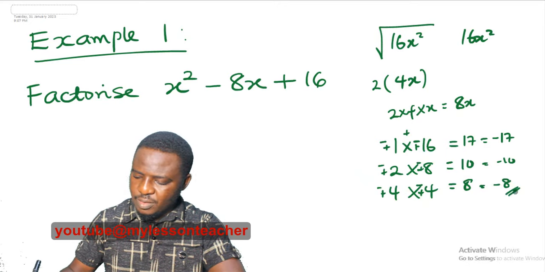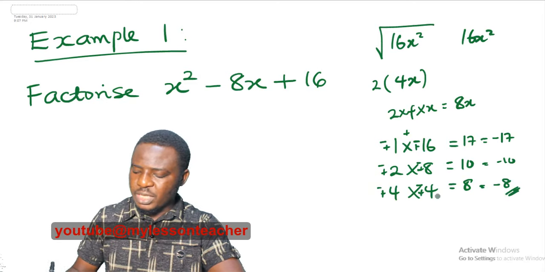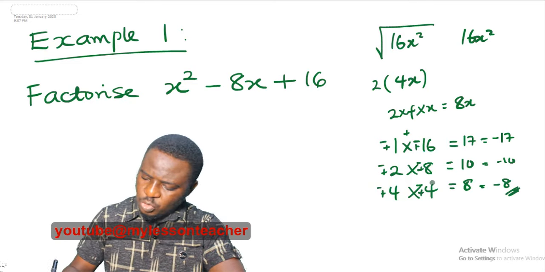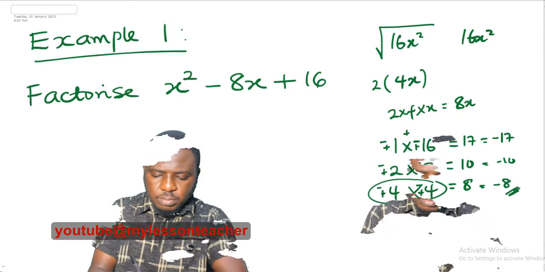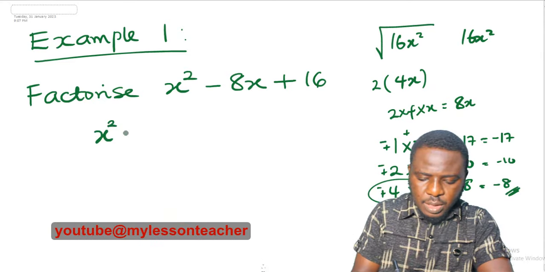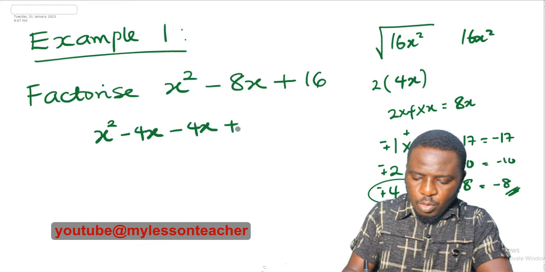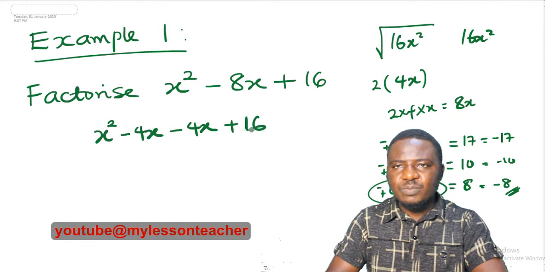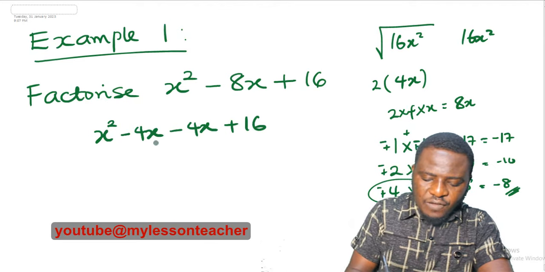Now you discover that this happens to be that which will give us the middle term, because even if you multiply minus 4 times minus 4, it still gives you plus 16. So we are going to use these 2 terms and replace them with the middle term. So this becomes x squared minus 4x minus 4x plus 16. Now we have changed it from a 3-term expression to a 4-term expression without altering anything. So now you can factorize them in 2s.